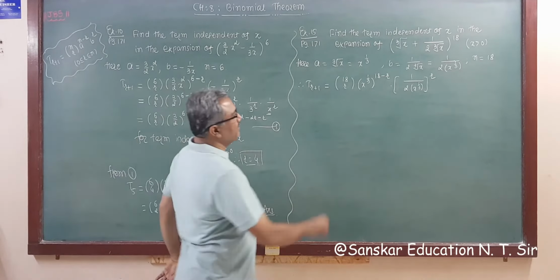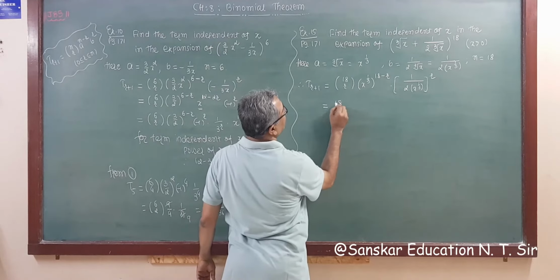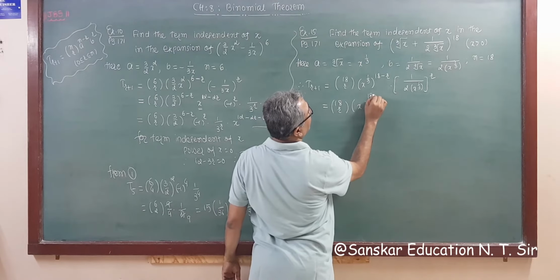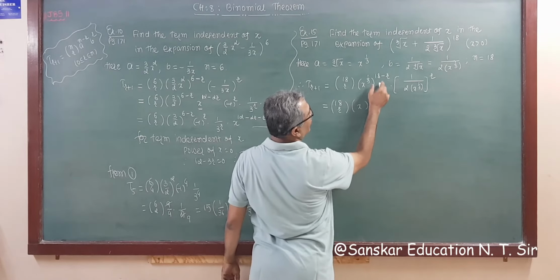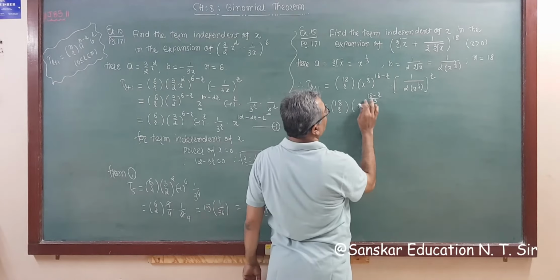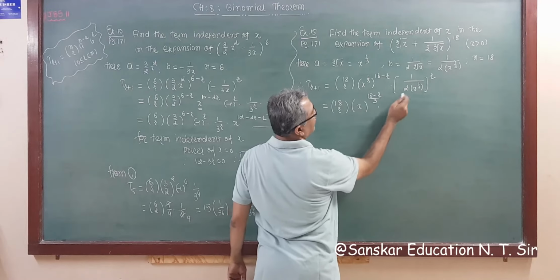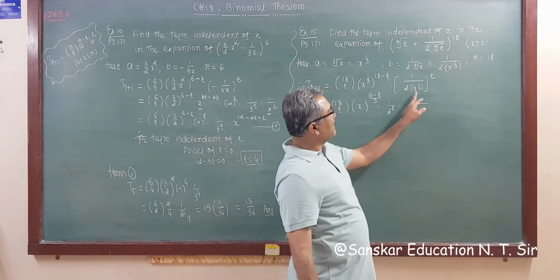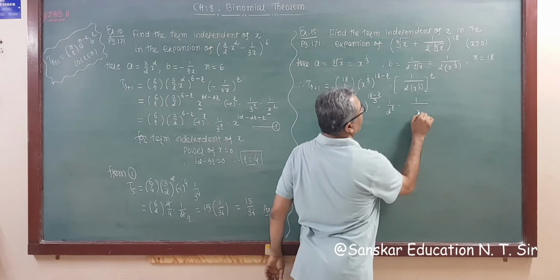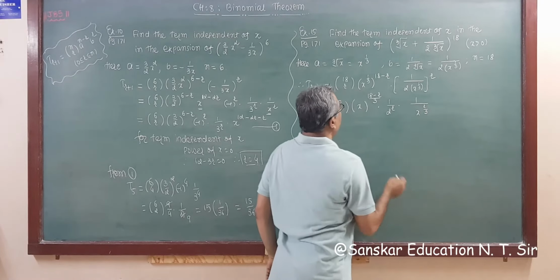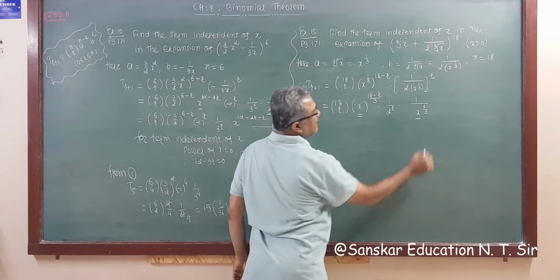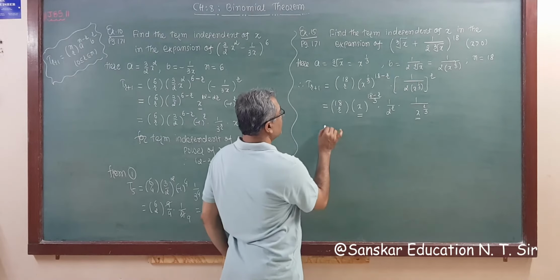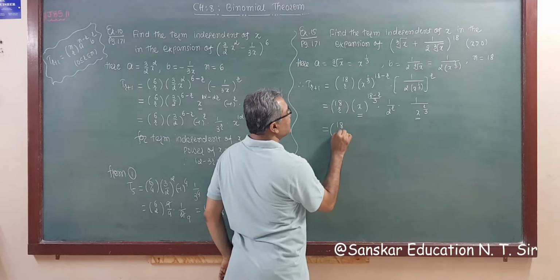Now separating all terms, so what we get? This is 18Cr. This is x raised to (18 minus r) upon 3, multiplying this into 1 upon 2 raised to r, and this is 1 upon x raised to r by 3. Now this term and this term have the same base. So taking this power to the numerator, it becomes a minus. So the remaining term will be 18Cr.